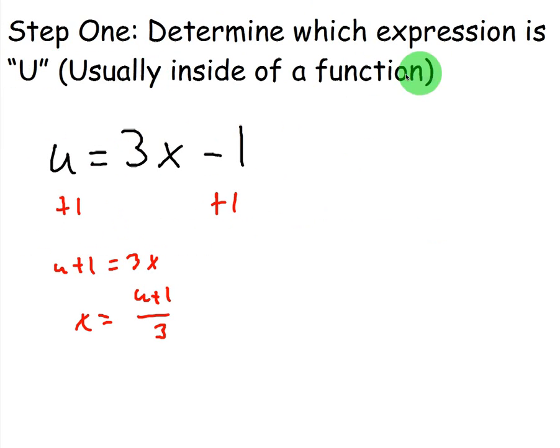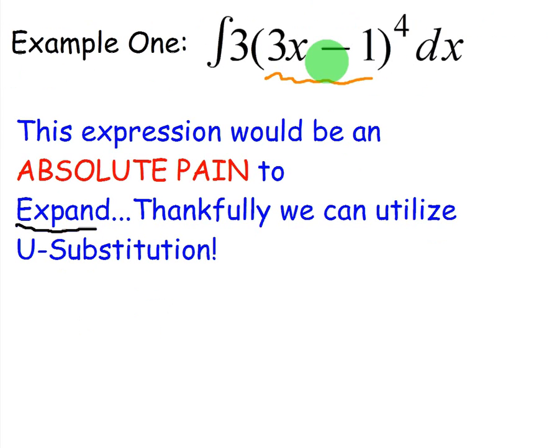9 times out of 10, it's going to be inside of another function. So like I said before, 3x minus 1 is being raised to the 4th power. If you think about the derivative, you would use the chain rule here. You have to move the 4 down, and then it would become cubed and multiplied by the derivative of that, which is 3. But again, U-Substitution is kind of like the reverse of the chain rule. Since we have a function inside of another function, a linear function inside of basically a polynomial function, 9 times out of 10, that's going to be your U.